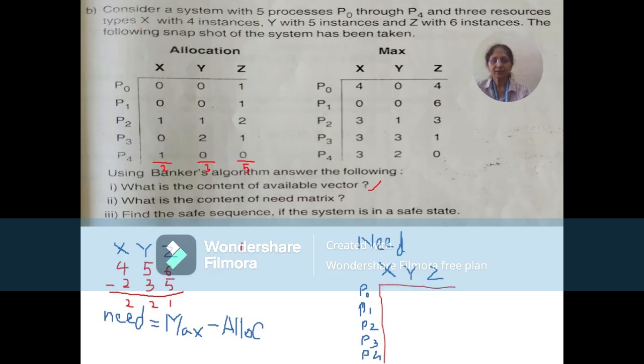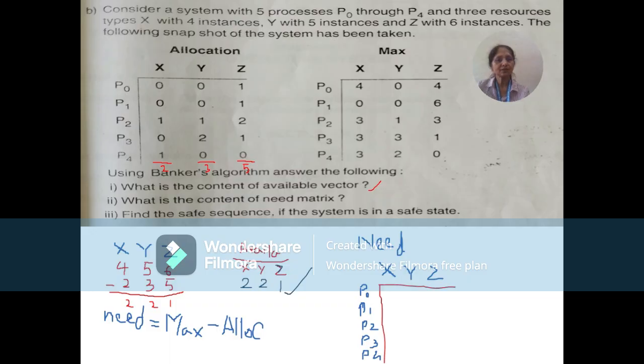So let's write the content of the available matrix. I'll just write available like this. Okay, and what is the content? This is X, this is Y and this is Z. Content is 2 2 1. So the content of available matrix is X 2, Y 2 and Z, this is Z, Z is 1. Fine. So we have answered the first question.